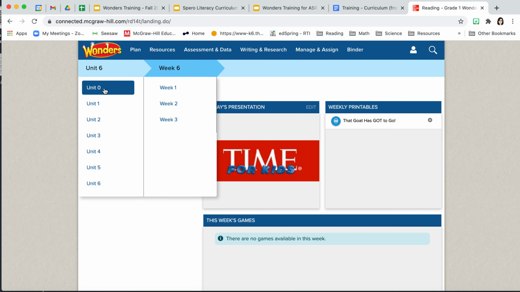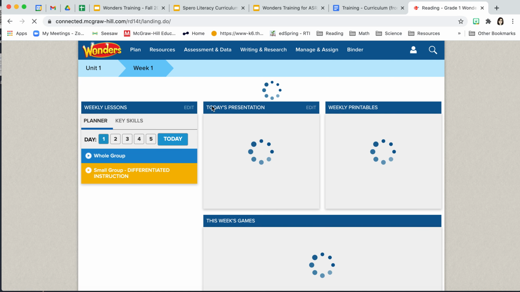Unit 0 is something that I never did, but a few teachers have done this year. It's like a getting ready review unit. It's usually 3 or 4 weeks, and it's going to go over all the high frequency words that you used in the previous year. And it's just getting ready for school. So we're going to pretend that we're in Unit 1, Week 1.